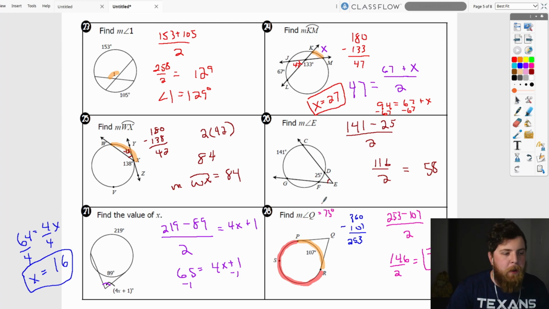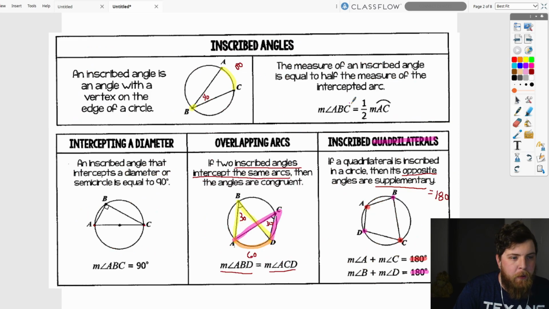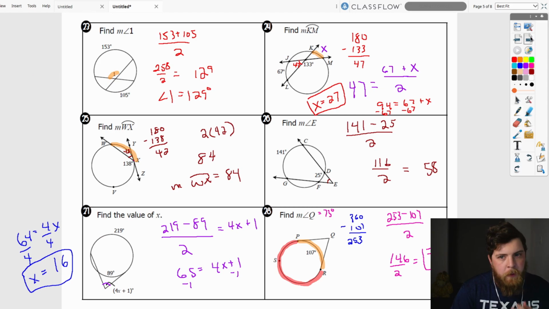Okay, key here being recognizing exterior versus interior. And just remembering, interior you add the arcs, exterior you subtract them, the big arc minus the small arc. And then if it's on the exterior, it's just like our inscribed angles, same concept, half of the arc length on those.